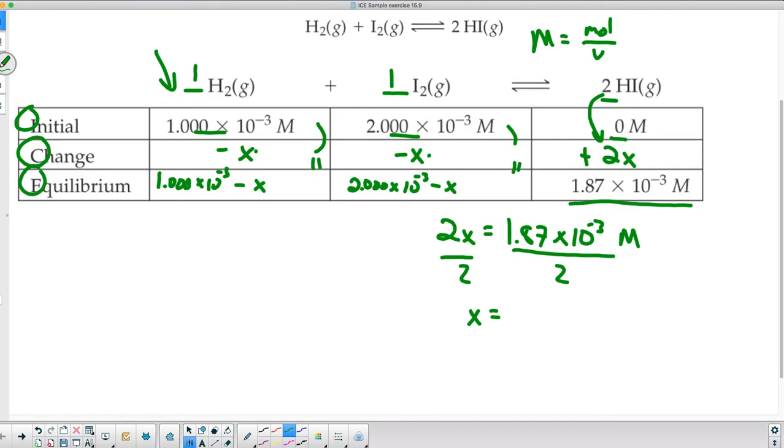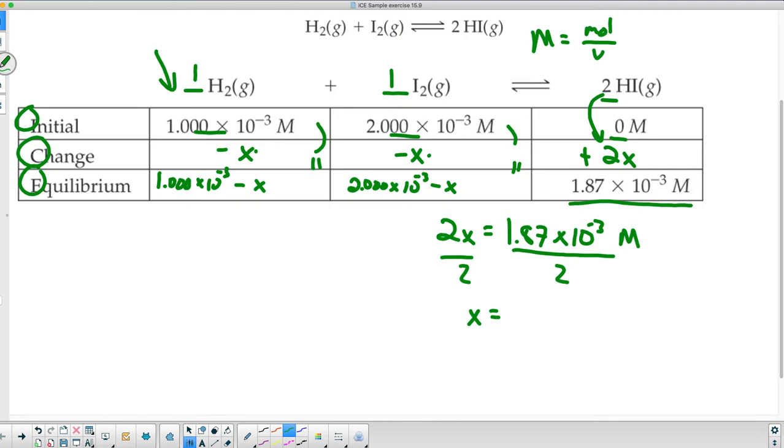Okay, so if you're looking on page 645, this is sample exercise 15.9. And on the left-hand side, they do go on to explain what's going on. Now, they use a slightly different formula to explain how to get the X part, but it all comes to the same thing though.